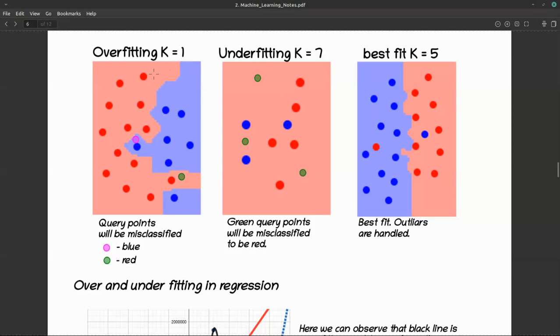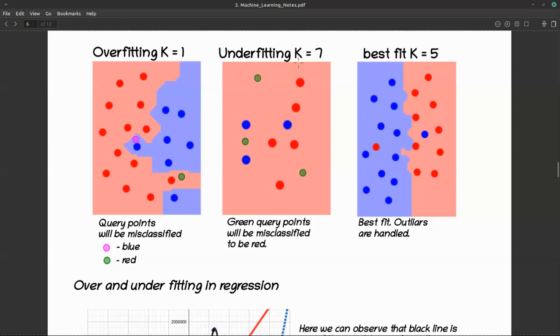Let's say I increase the k. Let's take k equal to 1,000, or 1,000,000. The problem is, if you take a higher value of k, let's say I have 7 points and I take k equal to 7, then what will happen? Each point in this area would be classified as the majority, because red is in majority: 1, 2, 3, 4. Blue is in minority: 1, 2, 3. So the majority is won by red.